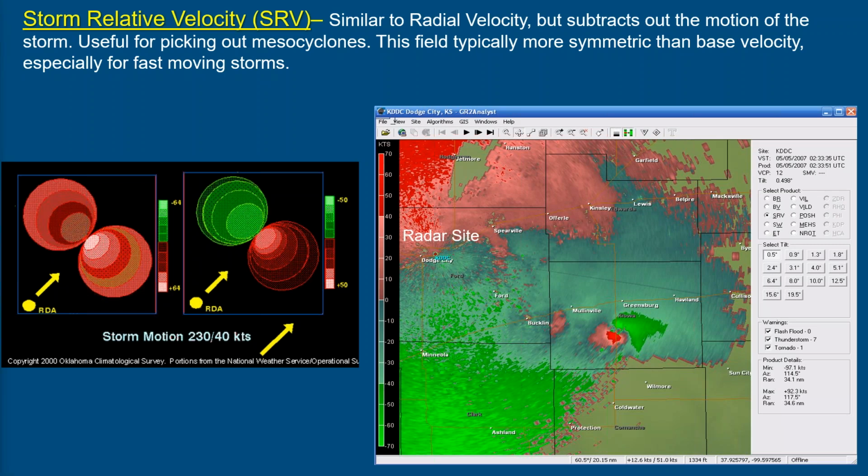Honestly, we look at both SRV and base velocity, but in this case you can see with the greens next to reds how that circulation, what we call a mesocyclone, really stands out.